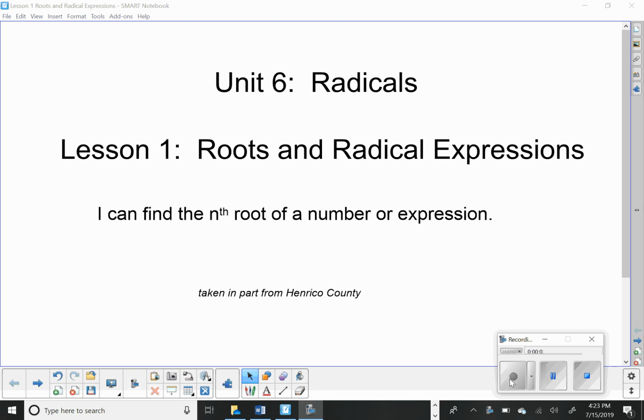Lesson 1, Roots and Radical Expressions. At the end of this, you'll be able to find the nth root of a number or an expression.